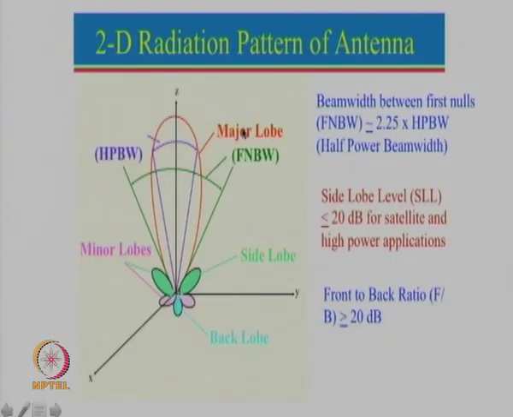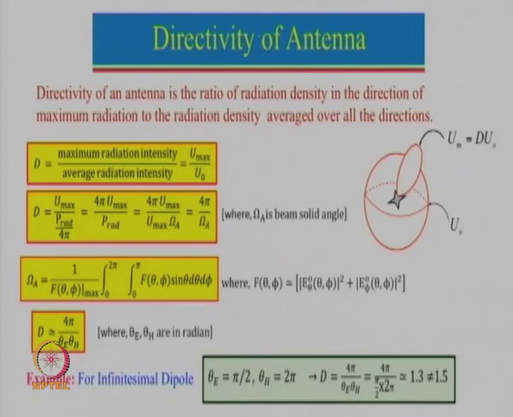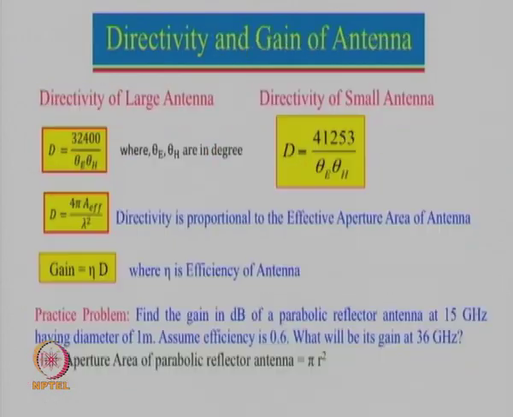We defined major lobe, half power beam width, first null beam width, and various side lobe levels. Then we defined directivity. So, what is the directivity? And we have looked into the very simple expression for directivity from half power beam width, how we can calculate the directivity. And then we had given two different expressions.